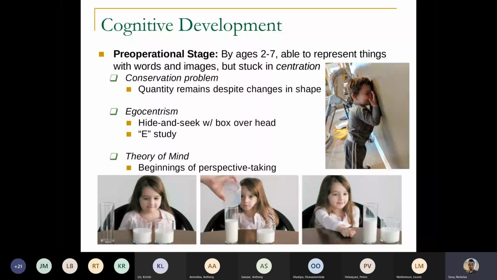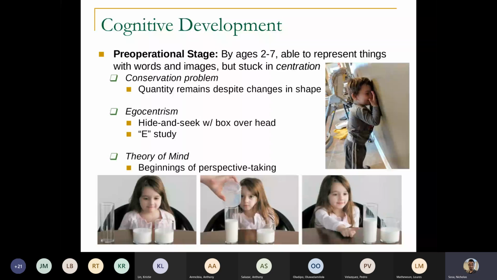And of course, children and adults all typically give the same answer. There's crayons in the crayon box. What else would there be? But then the researcher opens up the box and shows the child that there are candles in the crayon box. So it violates their expectations.